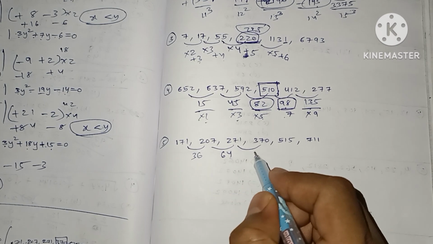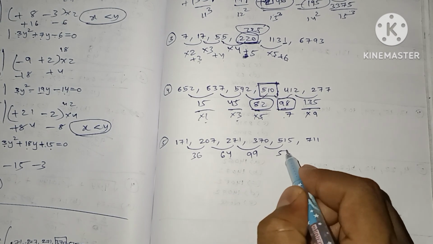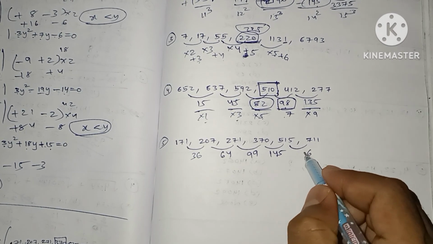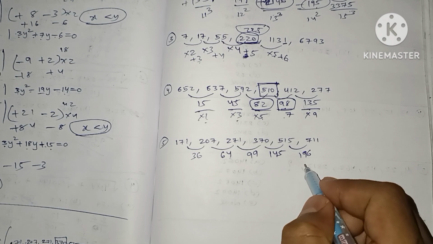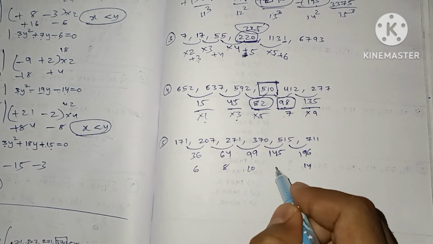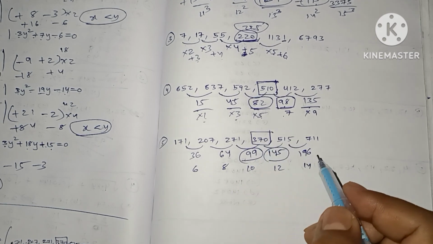Here the difference is 99. Here the difference is 541. Here the difference between these two is 691. This is 14 square, this is 6 square, this is 8 square, so it must be 10 square and this must be 12 square. These are wrong, so the wrong number is this one.